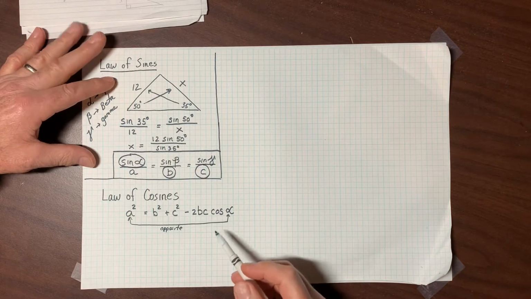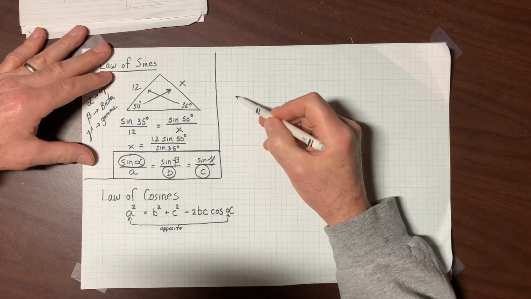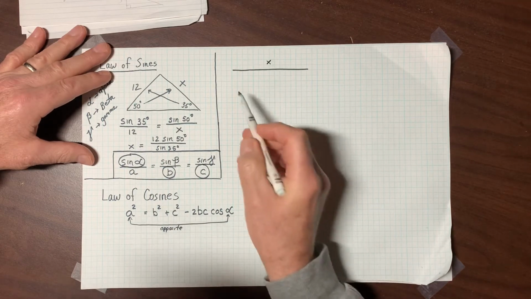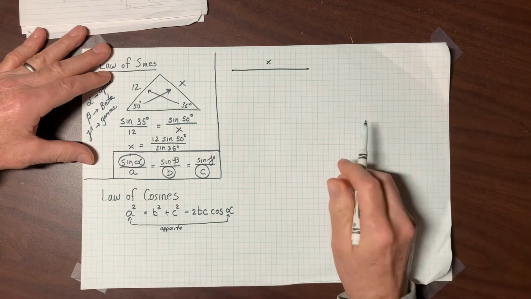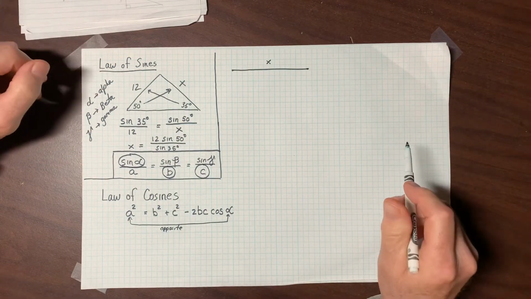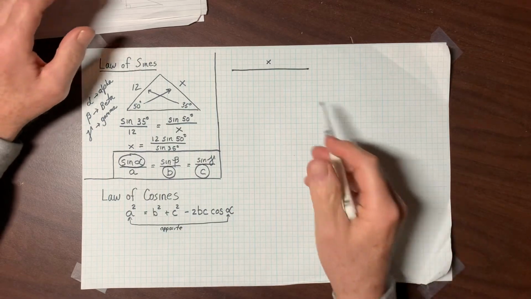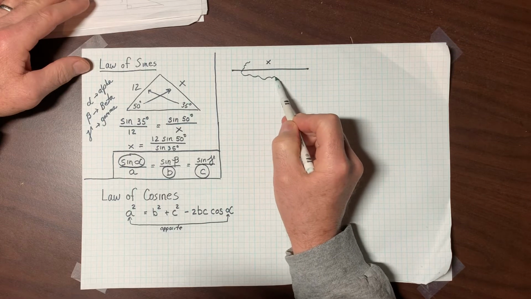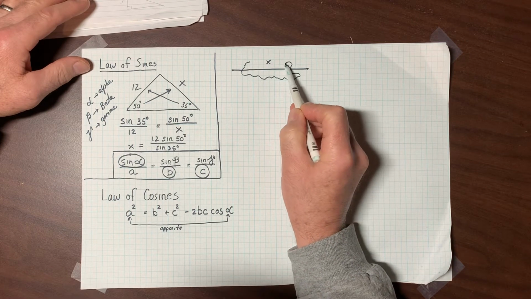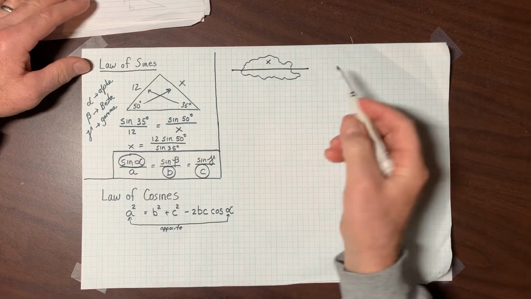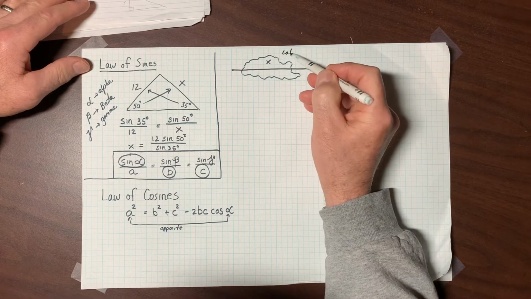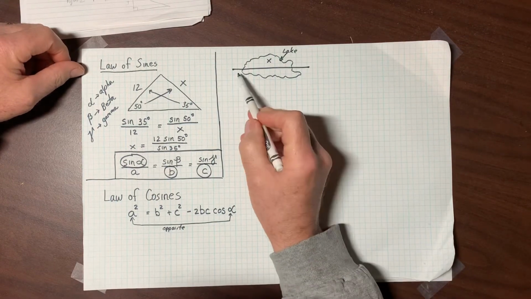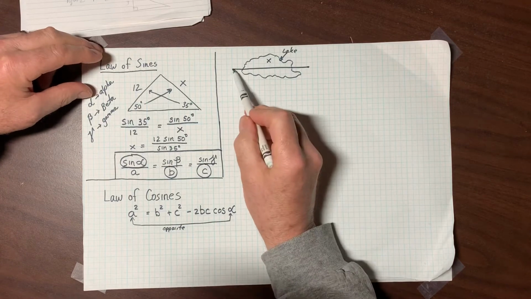Let's do a problem. Here's my triangle. I'm trying to find the distance from this point to this point. That's what I'm trying to do. Let me make up a scenario. Say there's a lake here, or a pond or something of that nature, so it makes it difficult to measure how far it is from this point to this point.